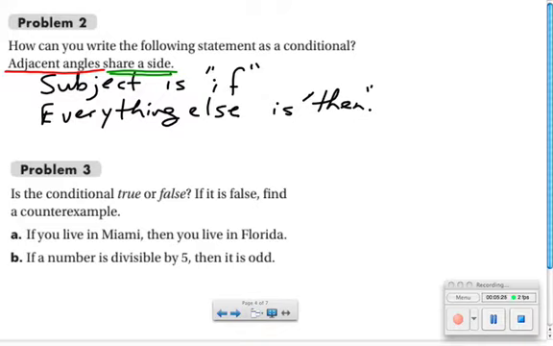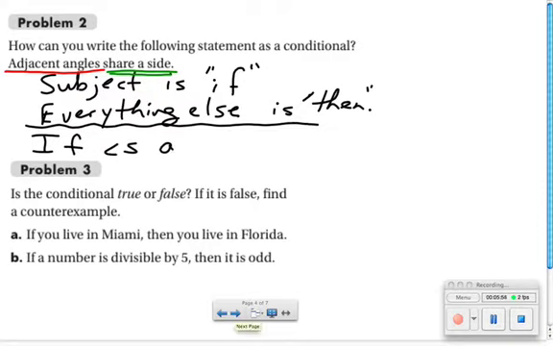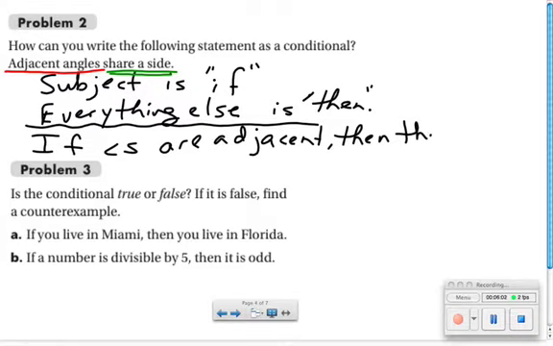The issue, however, becomes actually making this sound like a sentence in the English language, because you're not going to write down if adjacent angles then share a side. It just doesn't sound right. Your English teacher would scribble red all over that. Jessie. Please. If the angles are adjacent, then they share a side. Beautiful. That's exactly what I'm looking for. Yes. If angles are adjacent, then they share a side.